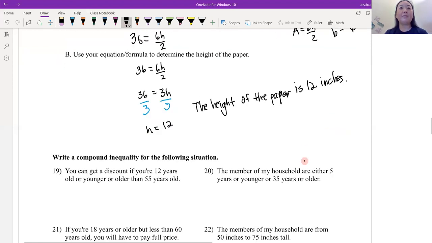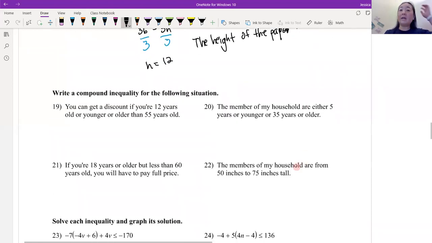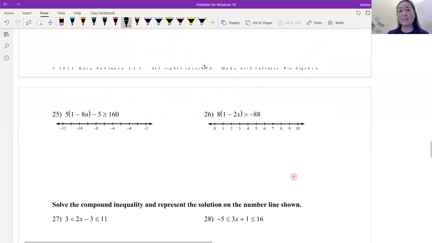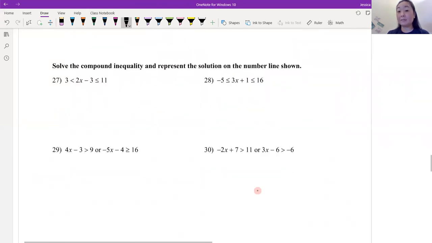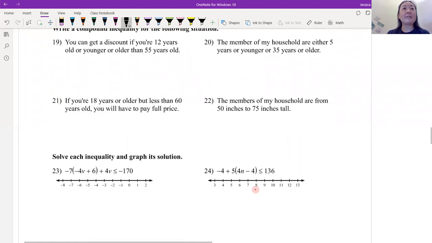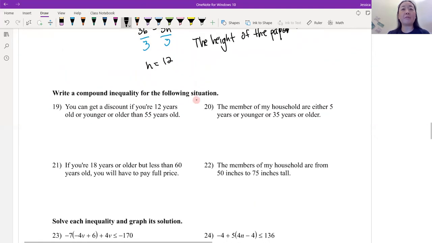All right, moving on. Now it says we have a couple more to go, 19 through I think 27, 28. Oh, never mind, 30. All right, let's go. So write a compound inequality for the following situation. So you can get it. Okay, so remember, these are just compound inequalities. We're not solving anything. We're not doing any of that. We're just writing it down. And for your variable, you can use whatever you want. I just use X. It's up to you.